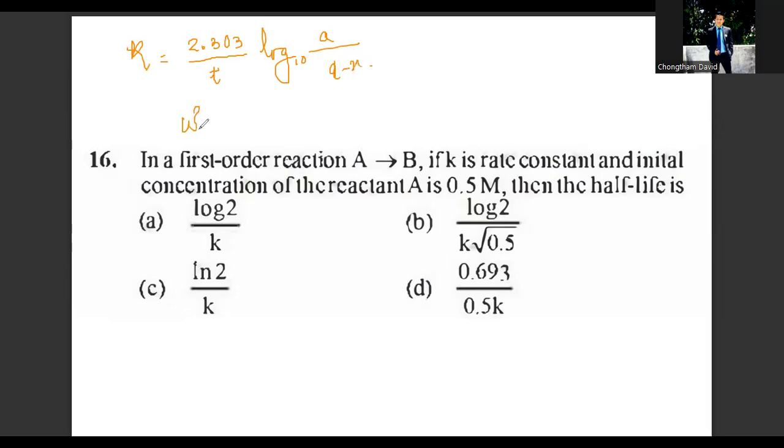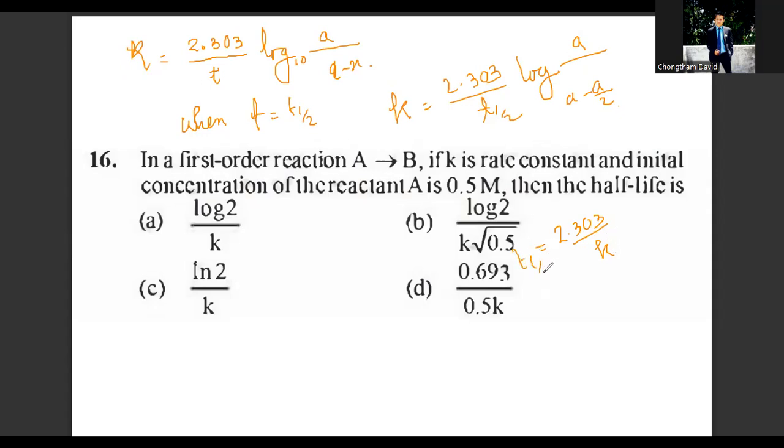So when time is the half-life, let us say T half is the half-life, what would be the value of K? K would be written as 2.303 divided by the half-life times log of A, where the concentration is reduced by half. This is the general way we have done in the theory part. So K equals 2.303 divided by T half, and if we are supposed to find the half-life, after simplification we get log 2, which is nothing but ln 2 by K. Anyway, T half is ln 2 by K.